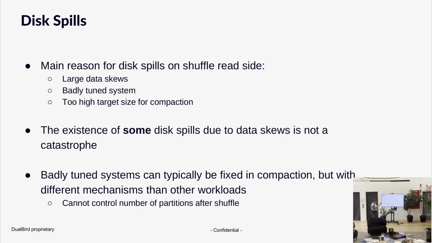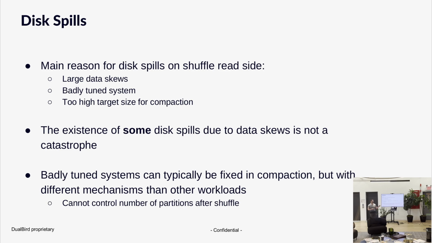Disk spills. In the compaction job, the reason why you would get this is, as always, large data skews can lead to disk spills. Badly tuned system, and I'm going to talk about that for a second, because some of this can be mitigated. And in some cases, it's just that the target for compaction is too high that Spark has to spill. And this is a problem that's harder to solve because by definition, you want large partitions if you want to write large files. This is also why the tools to try and fix disk spills in compaction context are not the same as the ones you use for any other Spark job or ETL.